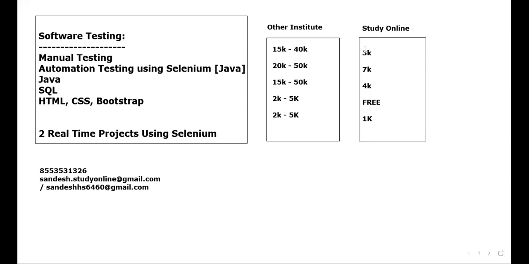Please tell me, if you combine all these things, what will be the amount? 10K, 14K, 15K. But I'll not be taking 15K from you, and I'll not be giving separate courses like manual testing, automation testing, Java, SQL. Maybe in future, if you want, you can take them up. No issues in that. But it's a complete software testing package that I have started.